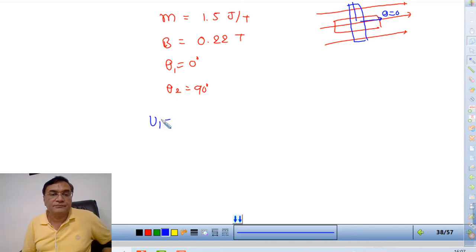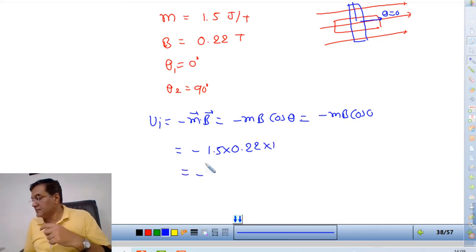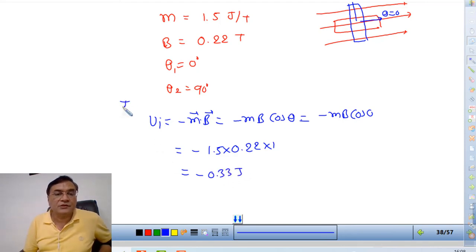So what is my U1 or UI? So it is minus M dot B, which is equal to minus MB cos theta. So minus MB cos 0 is equal to minus 1.5 into 0.22 into 1. So that comes out to be minus 0.33 joule. Okay, this is initial potential energy.